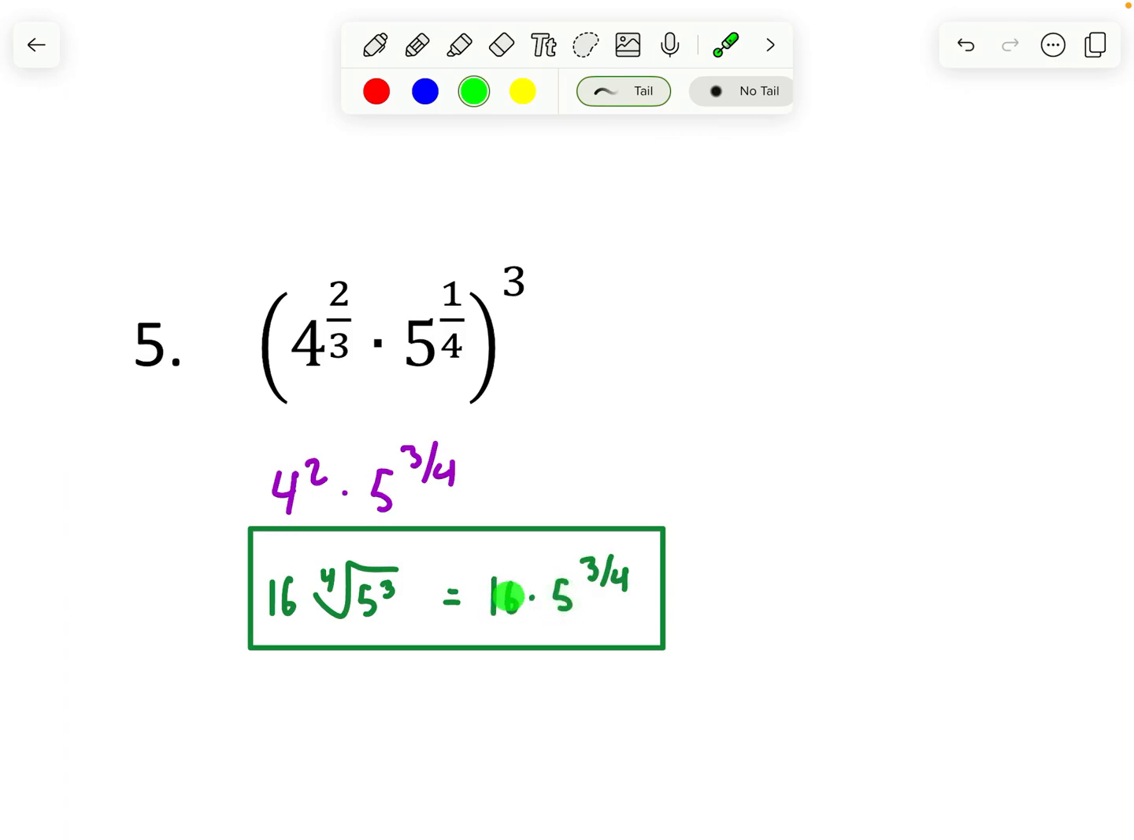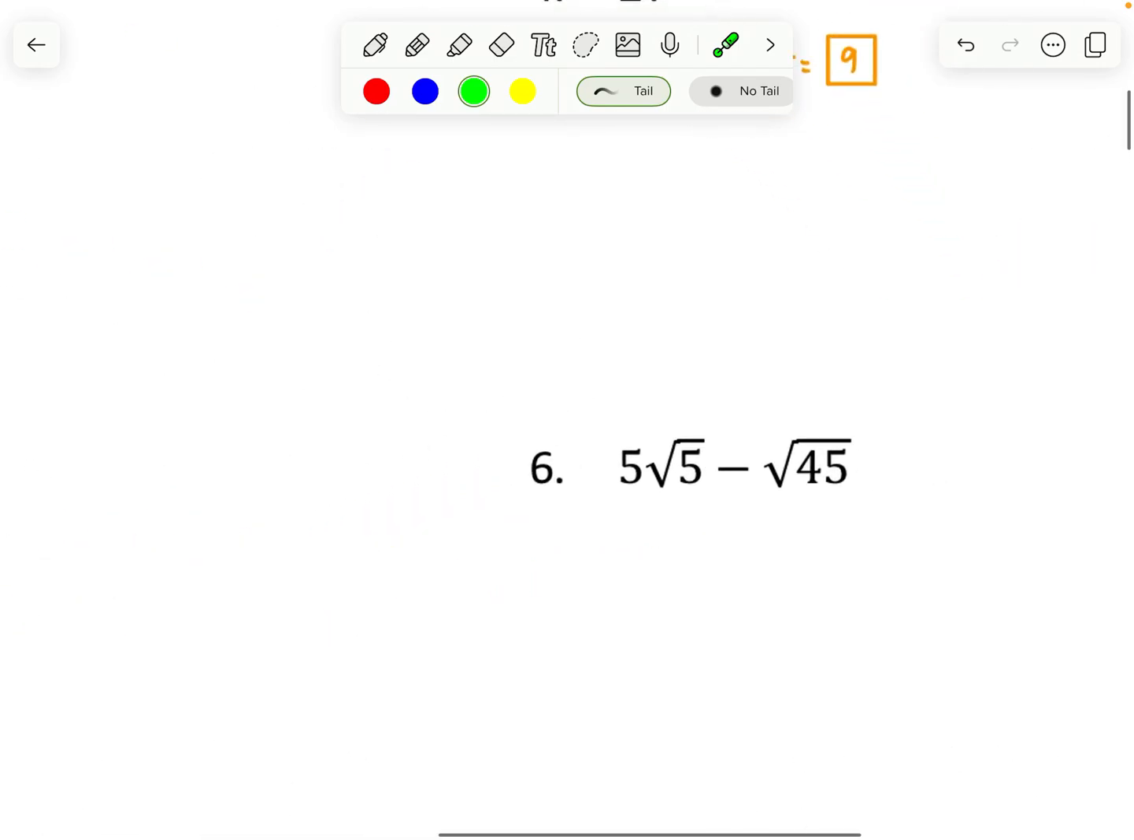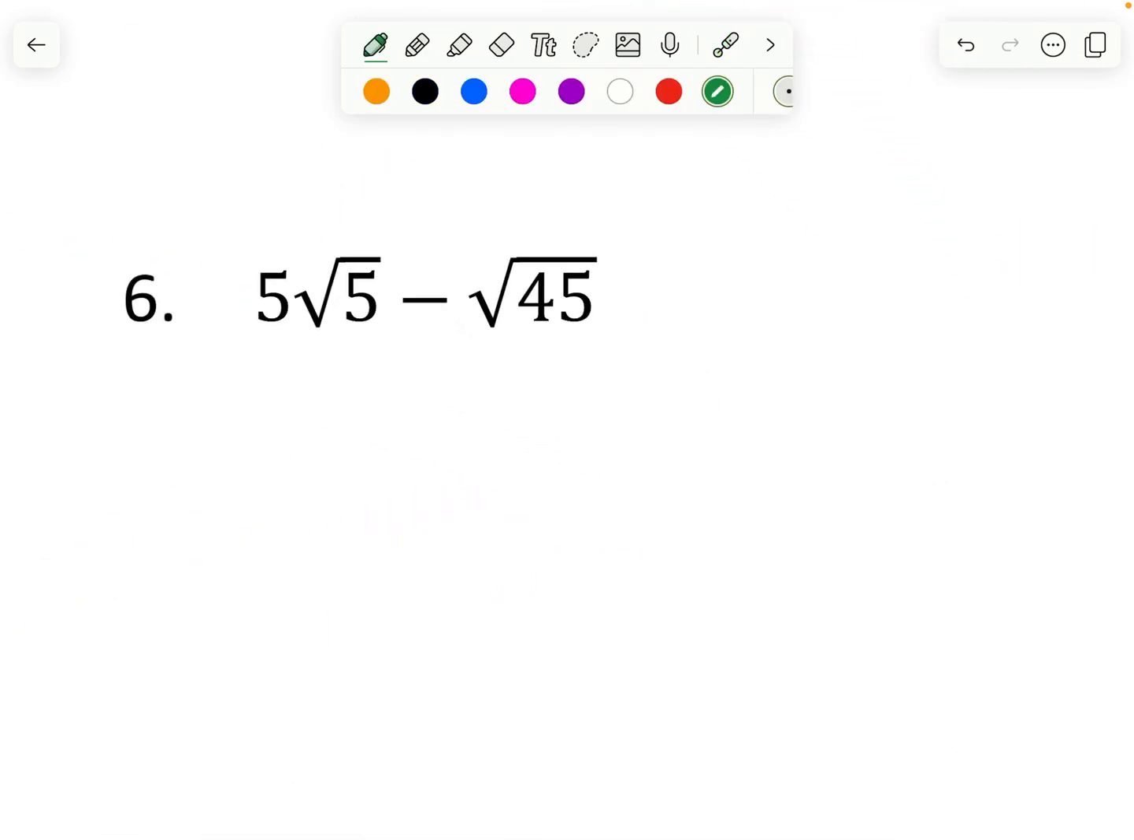You would have to multiply 16 by whatever this equals as a decimal, which is not what we're doing in this section, but that's why it doesn't work. Okay, when adding or subtracting radicals, the radicand, the number underneath the square root, has to be the same. So if it's not, you can't do anything.